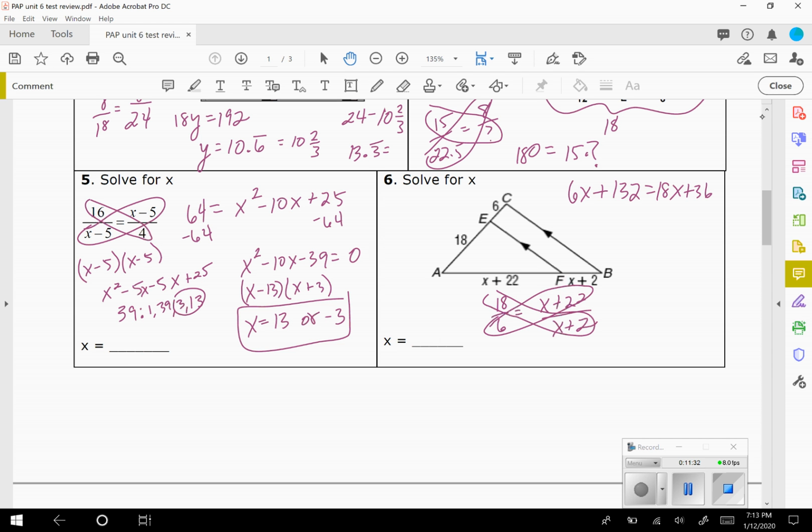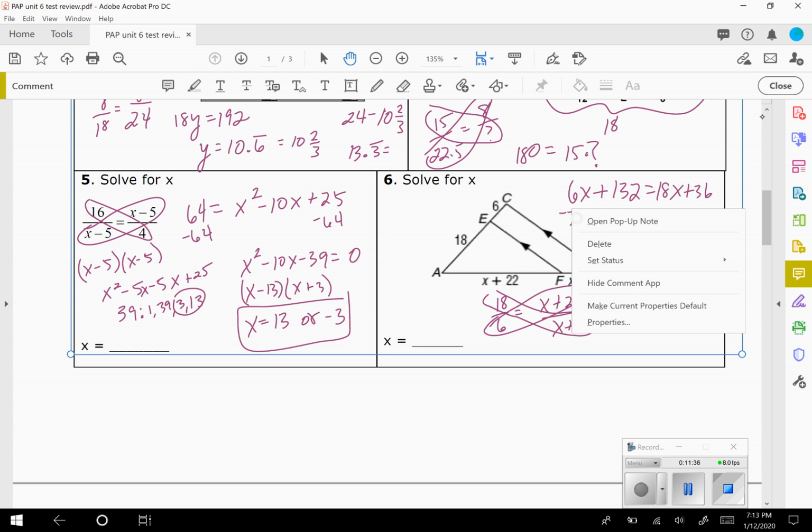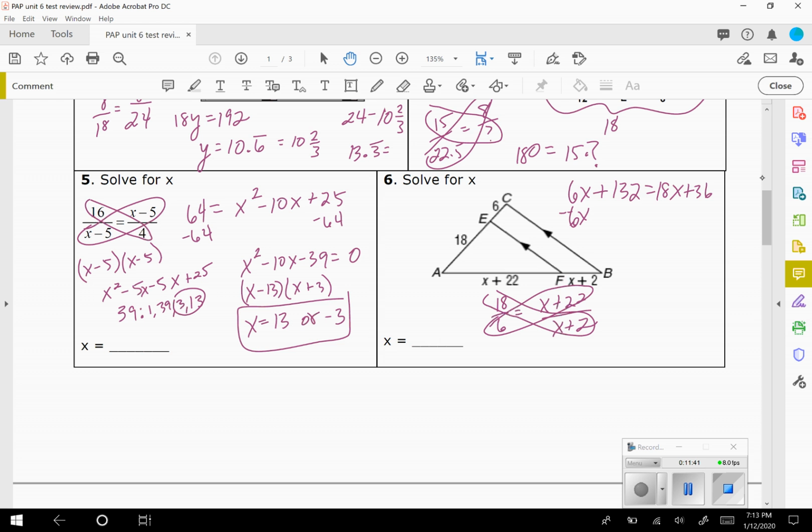Okay, so take away 6x. Take away 6x. Take away 36 as well. Okay, so 132 minus 36, that's 96. 18x minus 6x is 12x. So x is 8.